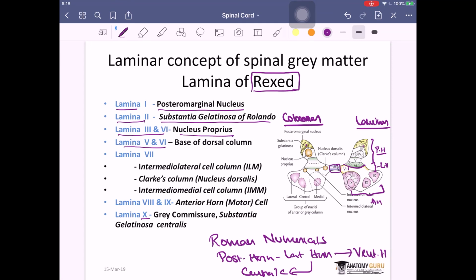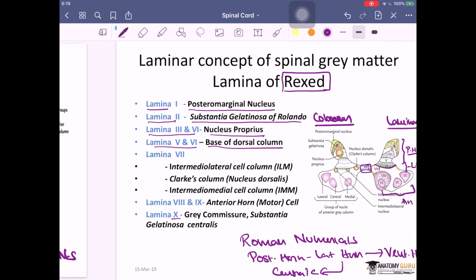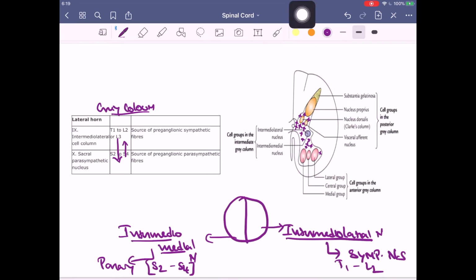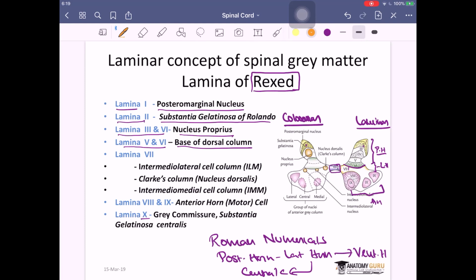Then lamina 3 and 4 correspond to your nucleus proprius. Lamina 5 and 6 are for the base of the dorsal column. This was again not there, they gave the base. Here you see that empty part. Possibly for this empty part they have given a name; we call this the base of the dorsal column. Here you can see no nucleus is shown in this part. That is your lamina 5 and 6.